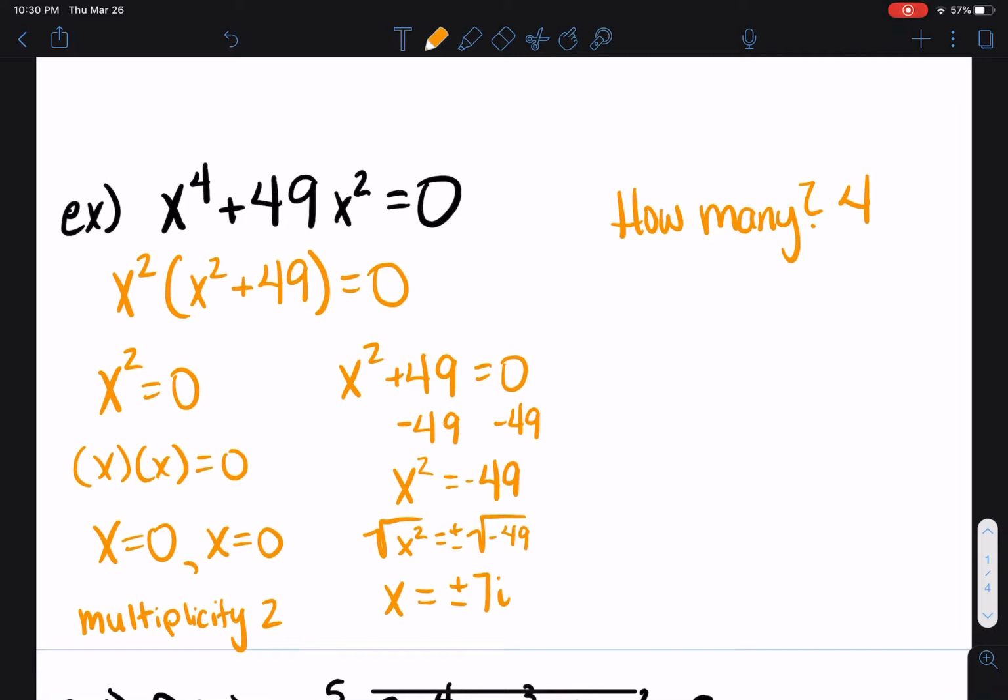So we have 2 roots here because we have plus or minus 7i. That also gives me 2 roots, so that would give me my total of 4 roots. So we know how many roots there are, we know what the roots are, and we know that x equals 0 has a multiplicity of 2.